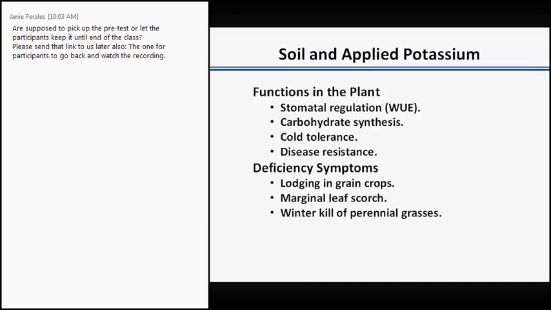The deficiency symptoms: we get lodging. Now, lodging in grain crops means that it basically falls over. Marginal leaf scorch, and I'll show you a picture of this in just a little bit. And again, we get the winter kill on perennial grasses.